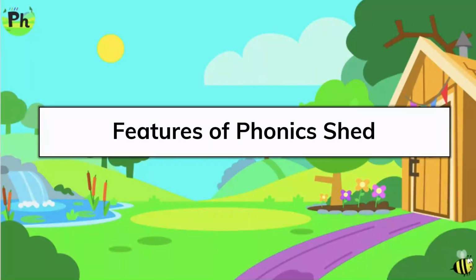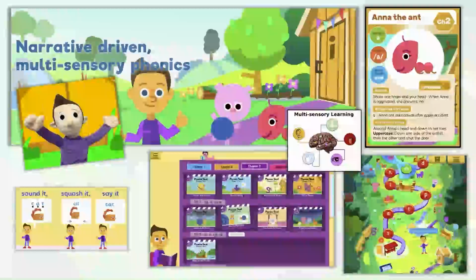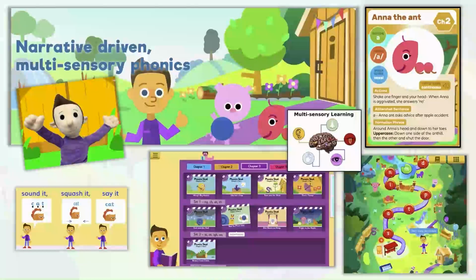So now we're going to discuss some of the features of Phonics Shed. Our curriculum supports the science of reading research by providing a narrative-driven, multisensory, explicit, and systematic progression of phonics. Throughout our original series of storybooks set in the Phonics Shed garden with Joe as a guide, children are introduced to the 44-plus phonemes of the English language and over 300 of the most common Dolch and Fry high-frequency words.